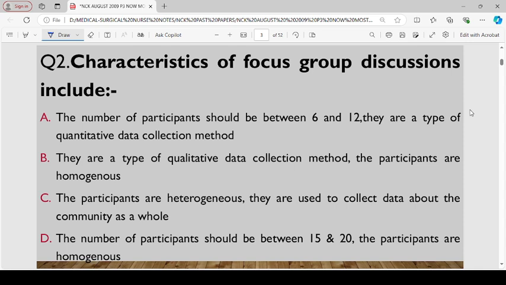60 to 90 minutes. So based on what we have here, you can appreciate that this one is talking about participants between 6 and 12. That's okay, but it's not quantitative. It is a qualitative study design, right? So this qualitative is okay, and the participants are homogeneous. This is still okay. I think that's what makes option B correct, right? Participants are not heterogeneous, right? They are used to collect information as a whole. Okay, committee members of 15 to 20 is too big. Homogeneous, yes, right? So option B is the most appropriate answer here.